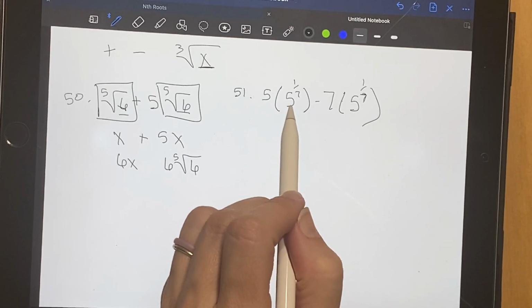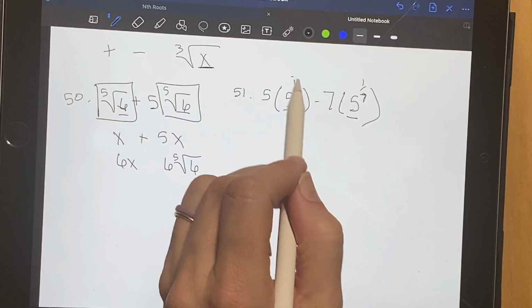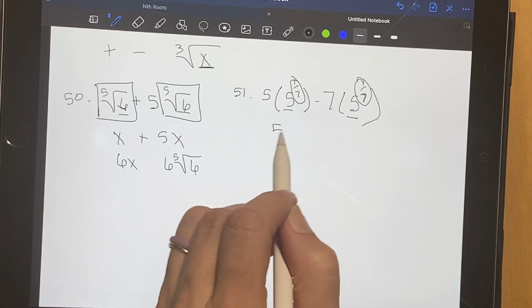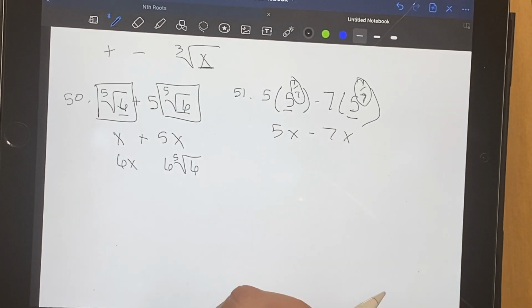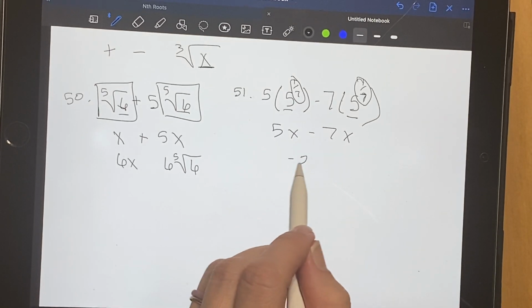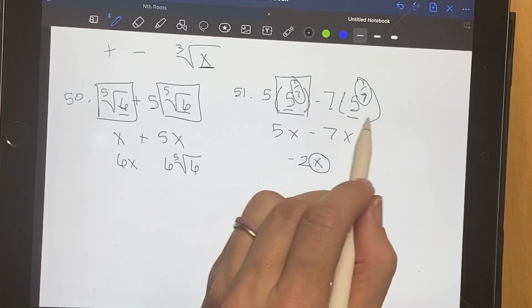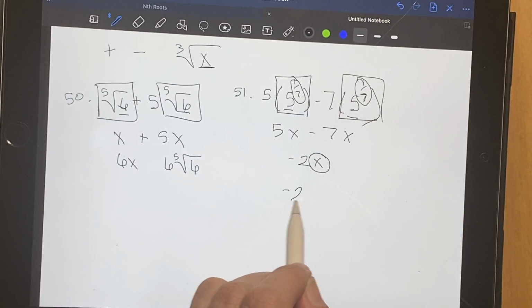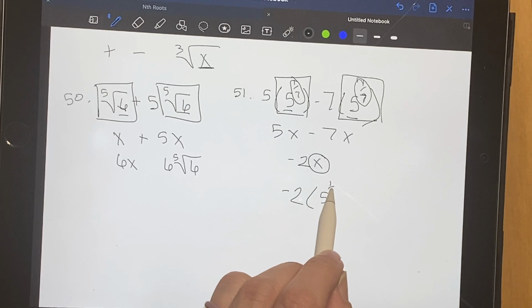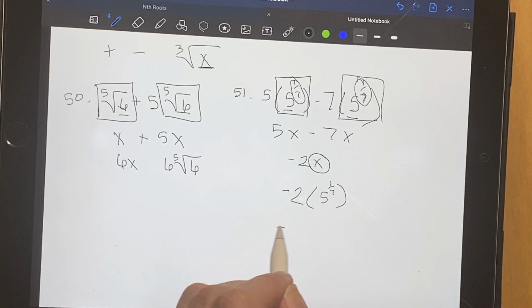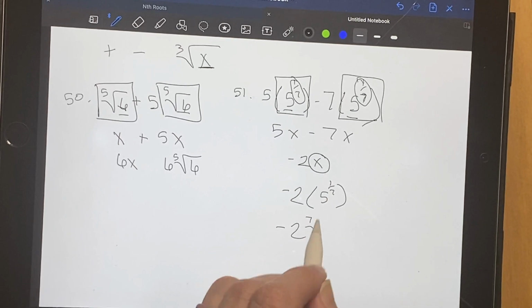So again, my base is the same. My index is the same. This is just like 5x minus 7x. 5 minus 7 is -2, that would give me -2x. I've just replaced my x with my entire like family. So I have negative 2 times 5 to the 1/7, and that would just stay like that. Or you could rewrite it as the 7th root of 5. Either of those are acceptable.